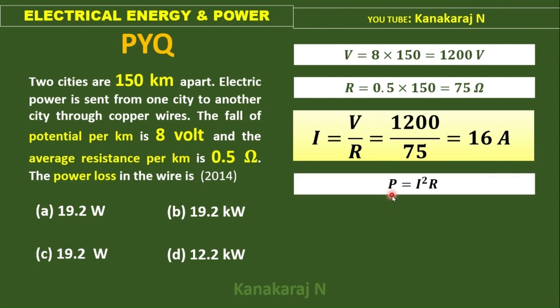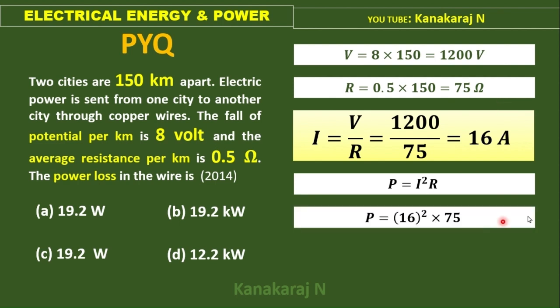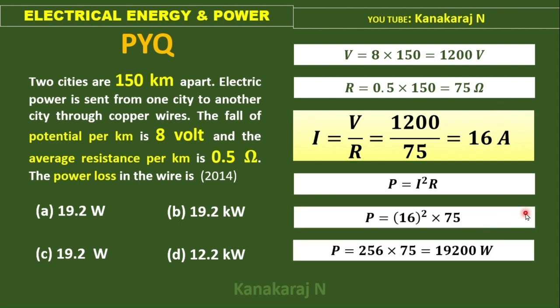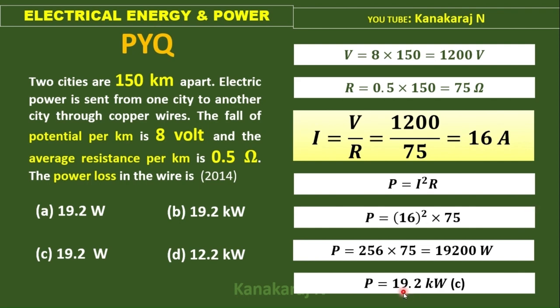We have to find the power, that's equal to I square R. I is 16, R is 75. We are substituting this and doing a little calculation, we get the power as 19.2 kilowatt, which is option C.